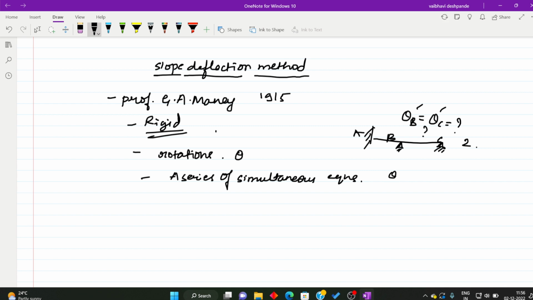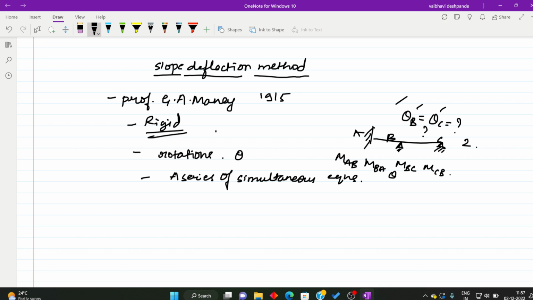Okay, the solution of the slope deflection equations along with the equilibrium equations gives the values of unknown rotations of the joints. Knowing these rotations at the end, the moments will be calculated. That is, MAB, MBA, MBC, MCB. These final moment values are calculated after finding the rotation values. Then we will draw the shear force diagram and bending moment diagram.